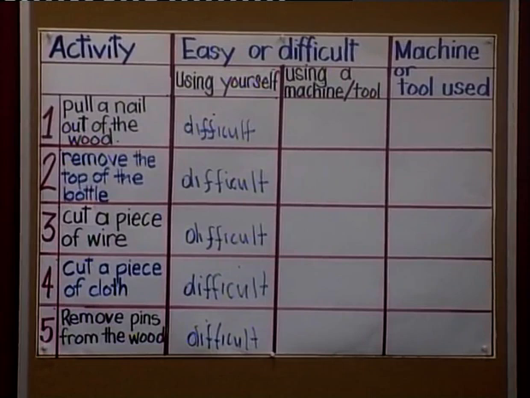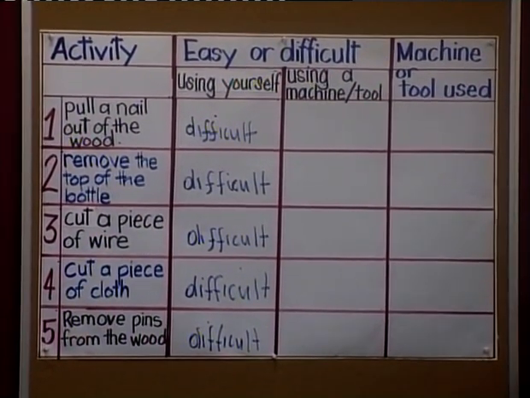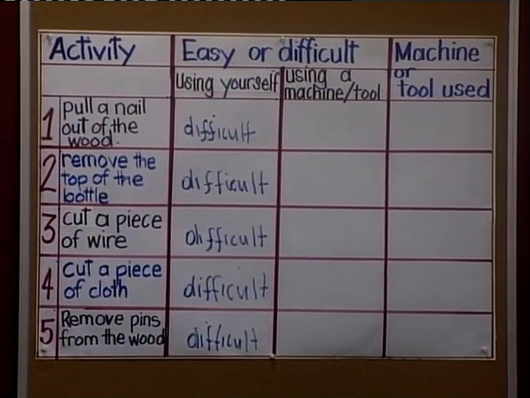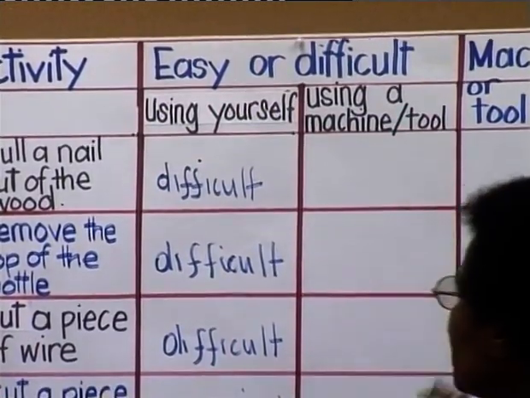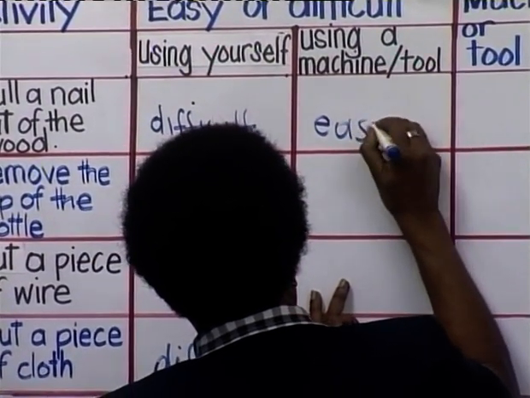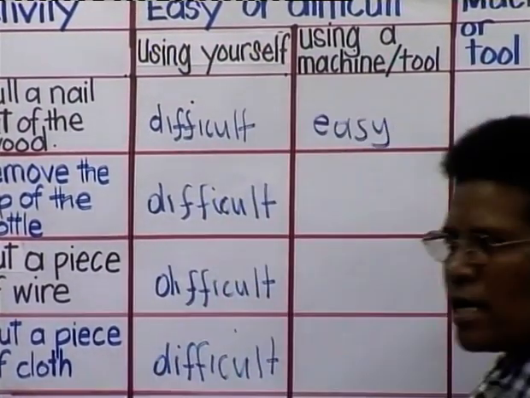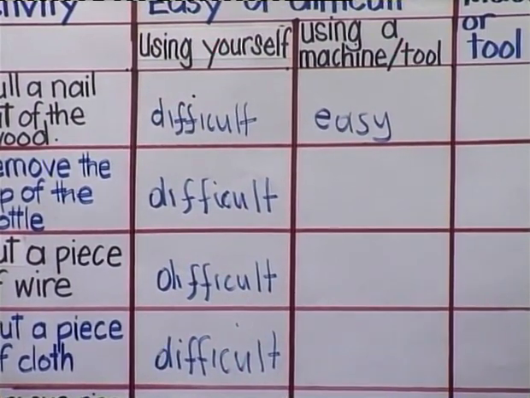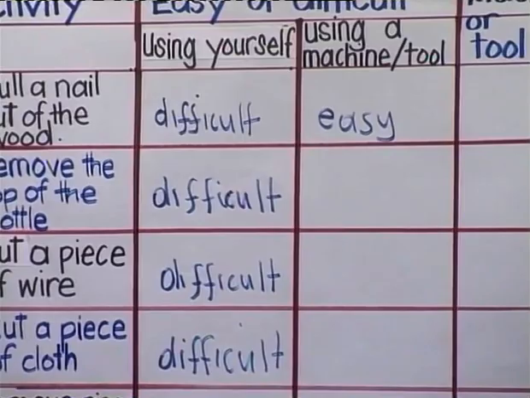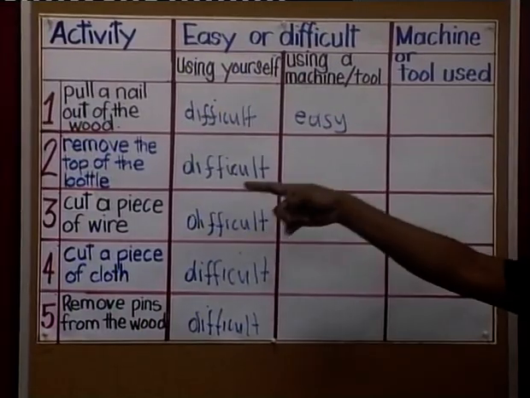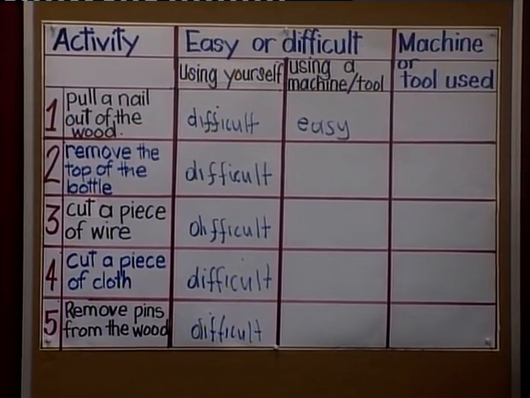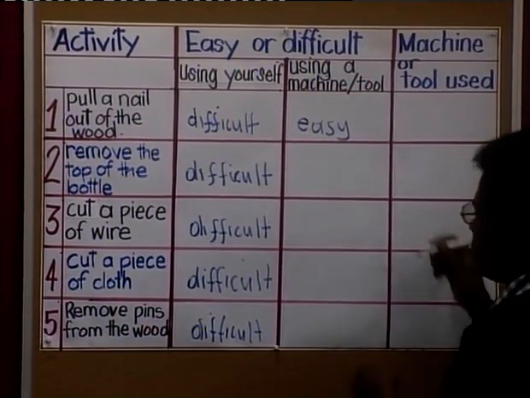Using a machine. Let's have Aloysia. Easy. Now, if I can have the class to tell us, instead of us going through all of them, what do you say about from 2 right down to 5 activities? Easy. Okay, it was all easy.